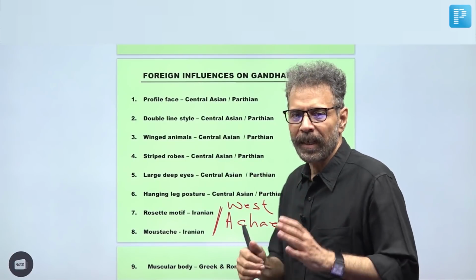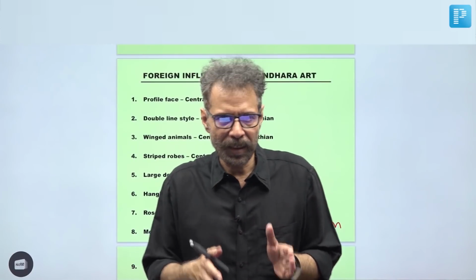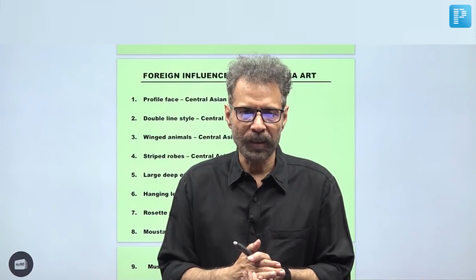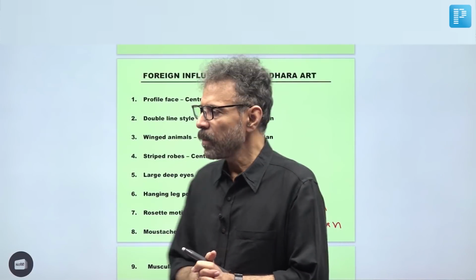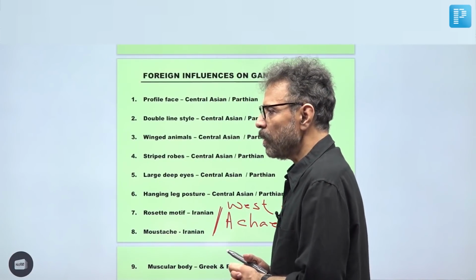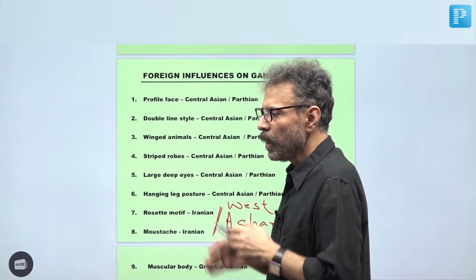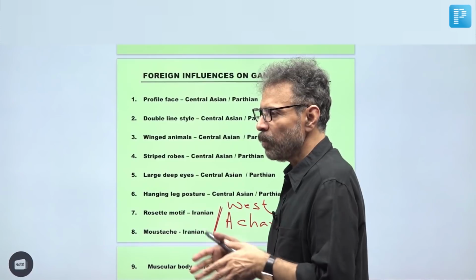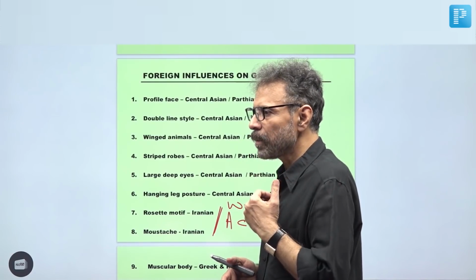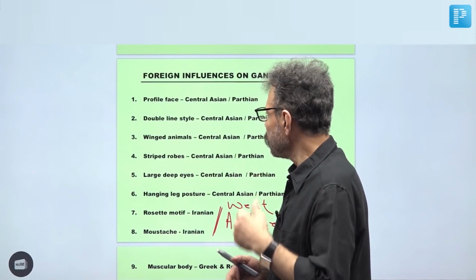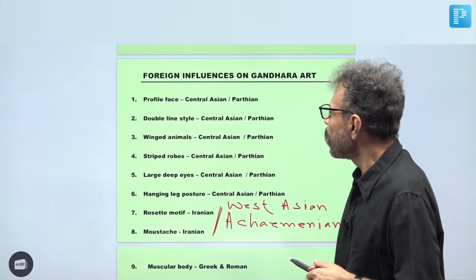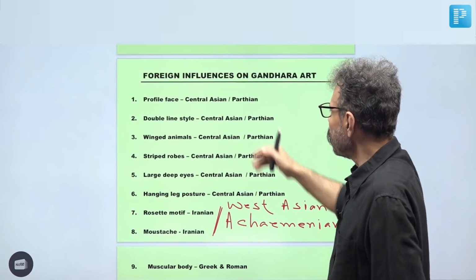Profile face is the side. See, right now my front face is visible. But if I turn slightly, so this is my side view, this is profile face. So a sculpture or the images in this pose, you can say, is profile face. So this shows Central Asian Parthian influence.